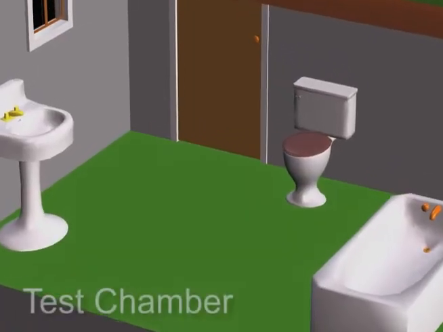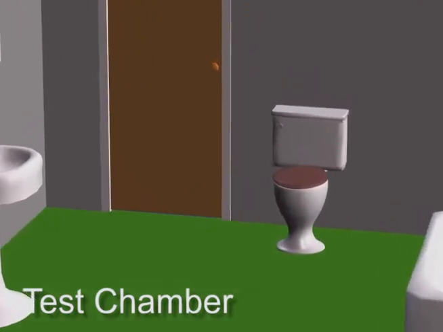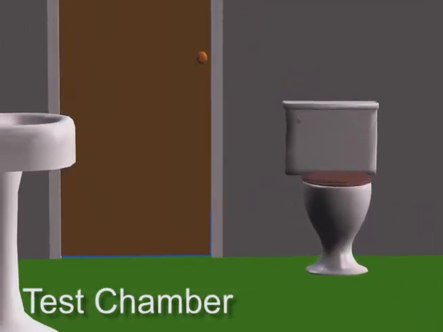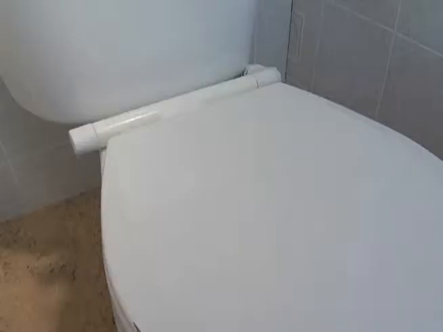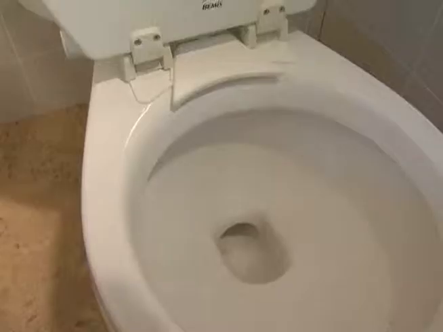A test chamber was constructed to simulate the conditions of a single-stall bathroom. The chamber was 3 feet by 4 feet by 7 feet high. A toilet was mounted to the floor of the chamber. A ventilation fan was mounted to the ceiling of the chamber. The toilet was not filled with water.